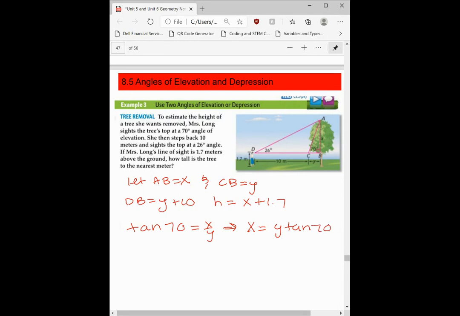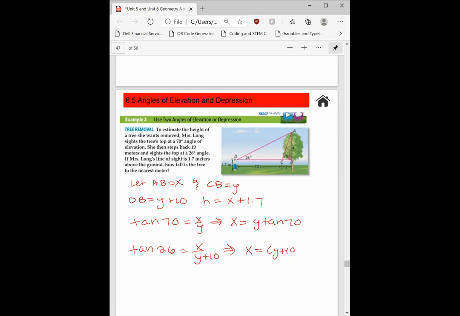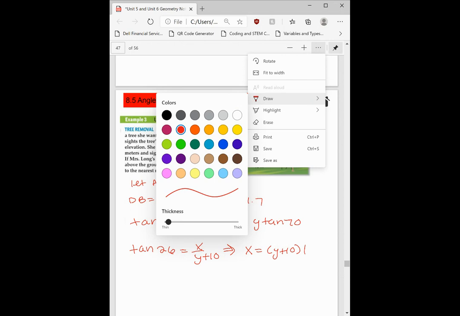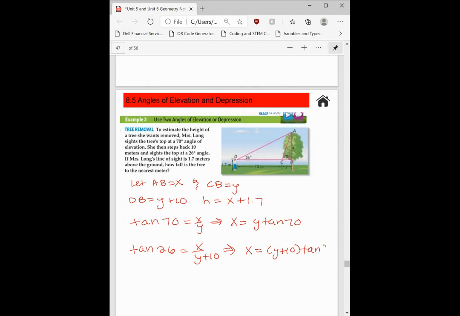Okay? So now we're going to use the triangle ABD. So tan of 26 is equal to x over y plus 10. If we get x by itself, we get x is equal to y plus 10 times tan 26. So now we can set these two x values equal to each other. So we have y tan 70 is equal to y plus 10 times tan 26.